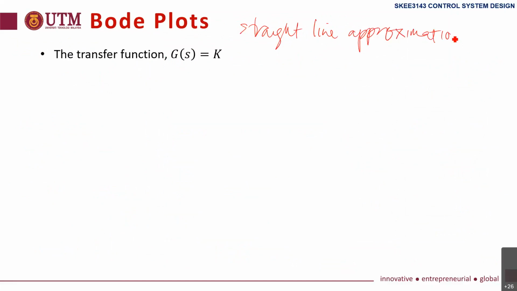In order to do straight line approximation, we have to know a few things. For certain, there are many cases, many forms of transfer function, and each form has its own Bode plot. So we have to know that.